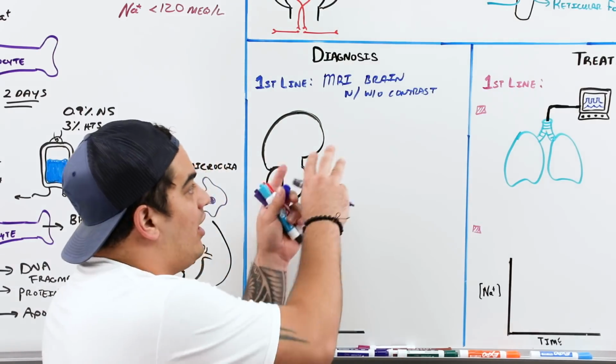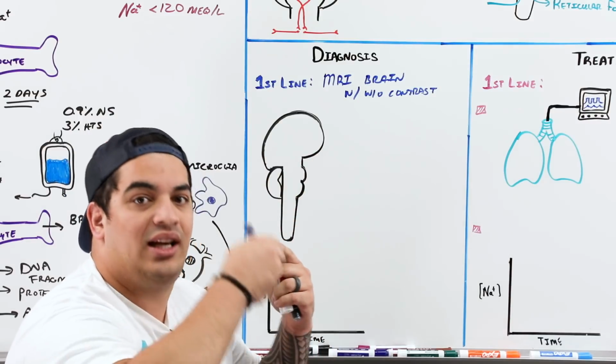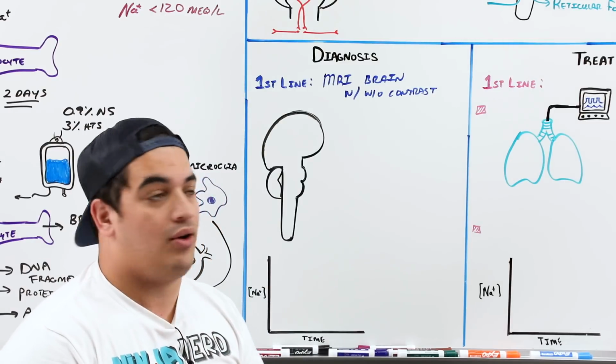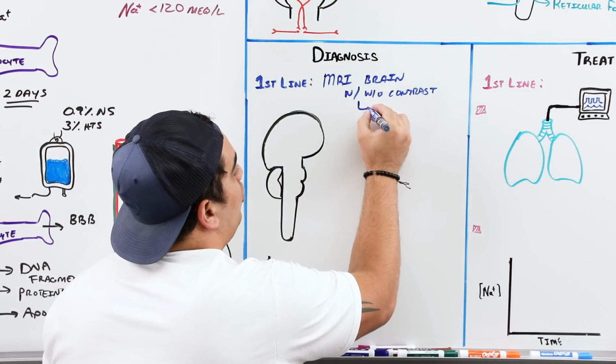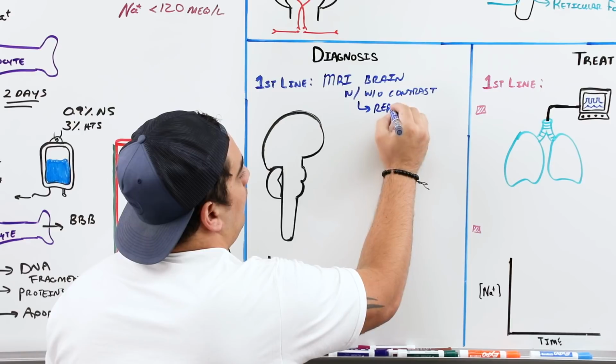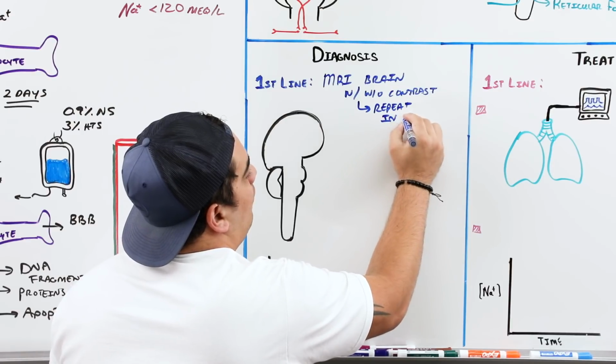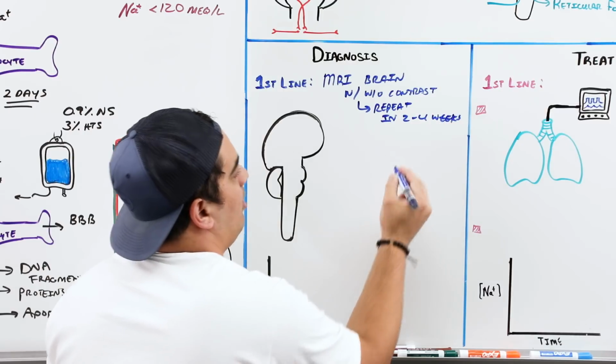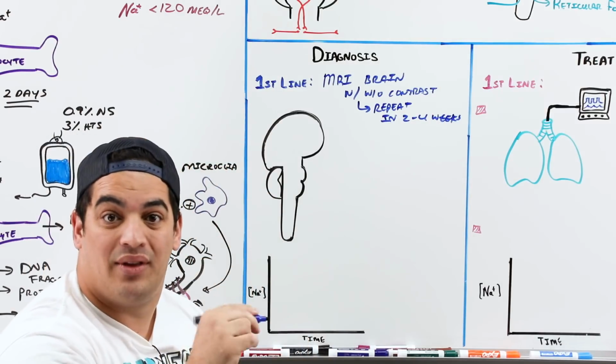So sometimes if you get an initial MRI and it appears normal, you need to get a repeat one in about 2 to 4 weeks because it does not exclude the diagnosis, okay? So remember that. You may need to repeat in 2 to 4 weeks. Just because it does not show up on the actual MRI does not mean that it is not still this condition.